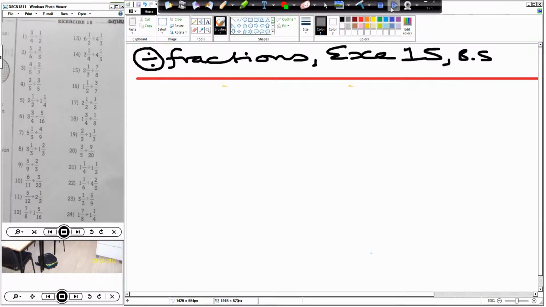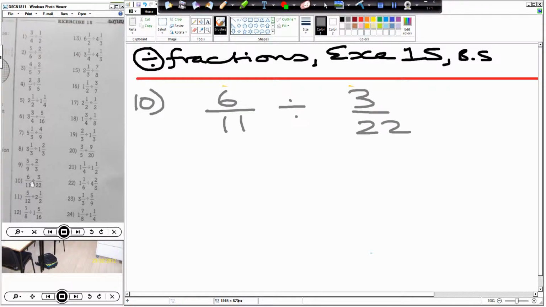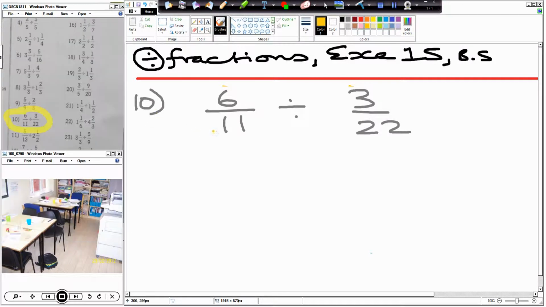Okay, now we're looking at question number 10 over here. Okay. Welcome back. Question number 10. We're looking at this question here. 6 over 11 divided by 3 over 22. Now, step 1 says change any mixed fractions into top heavy. Do we have any mixed fractions? No. So we don't do step 1. We move on to step 1.5 because we're doing division.